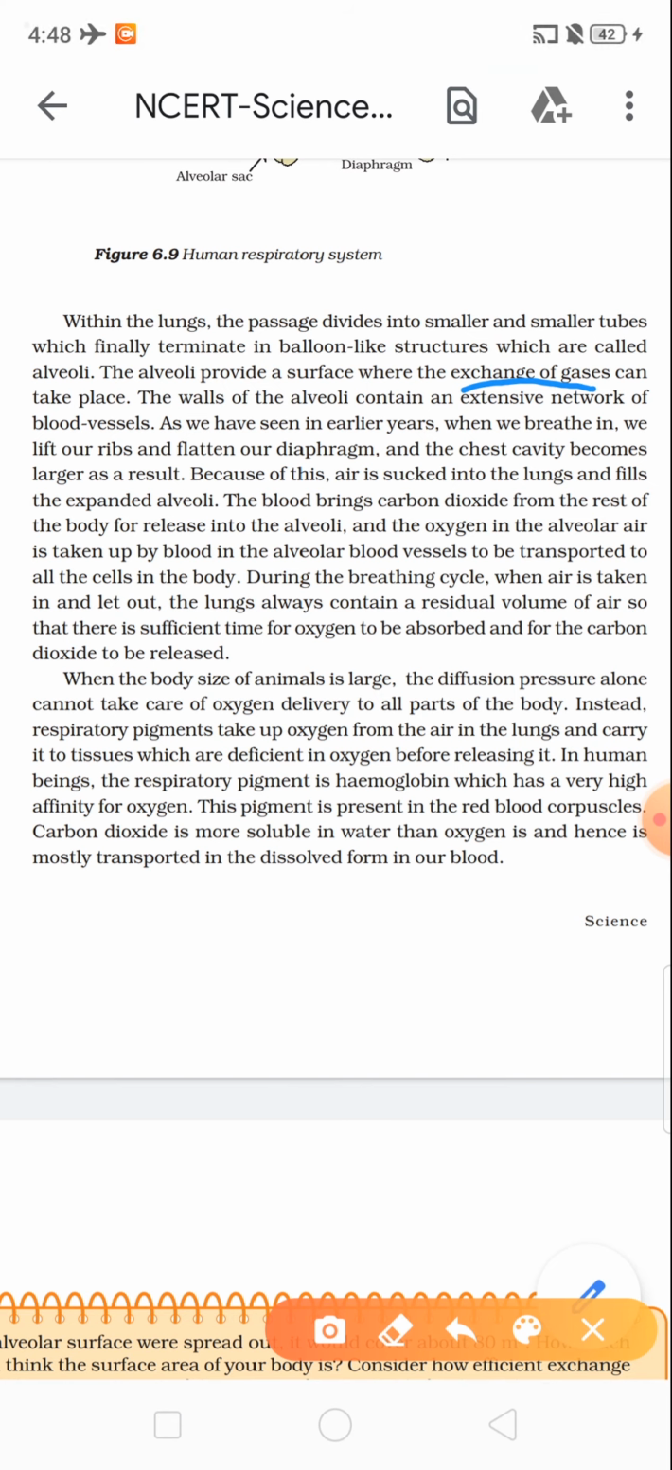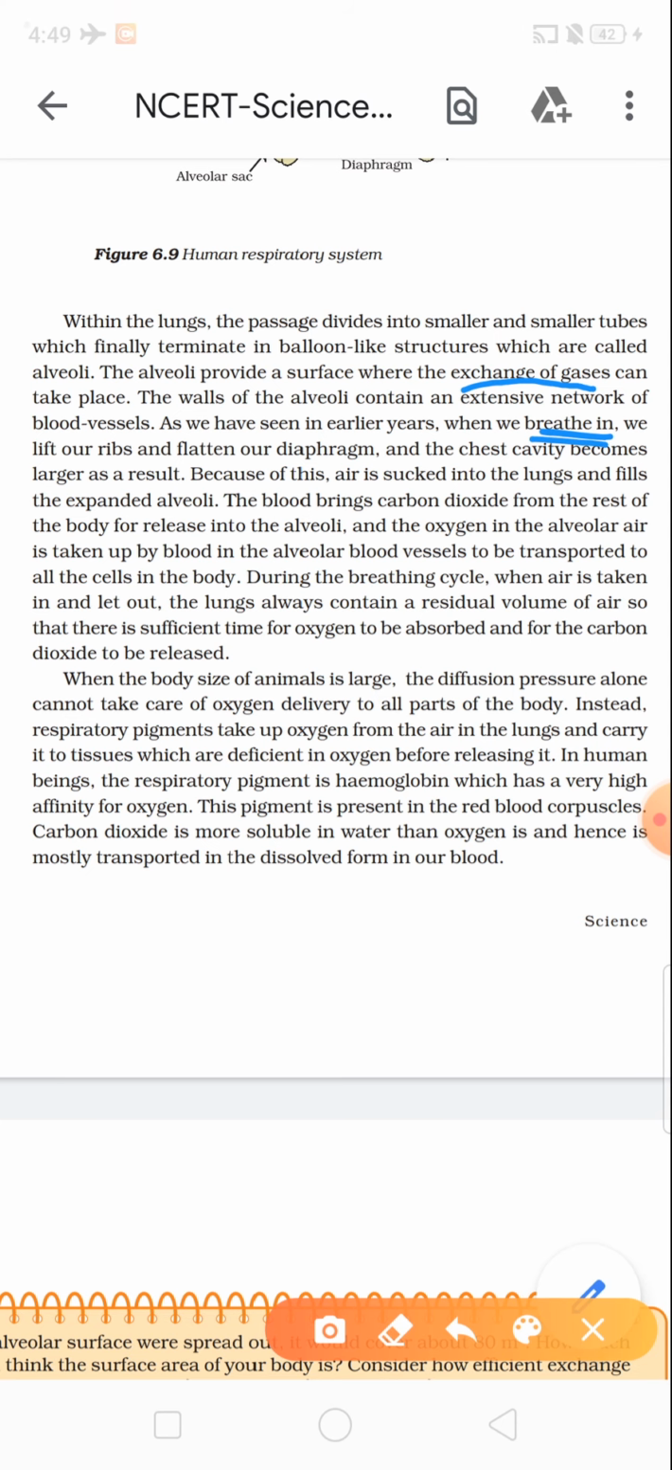That is oxygen and carbon dioxide. As we have seen in earlier years, when we breathe in, we lift our ribs and flatten our diaphragm, and the chest cavity becomes large as a result. So when we are breathing in, what is happening?